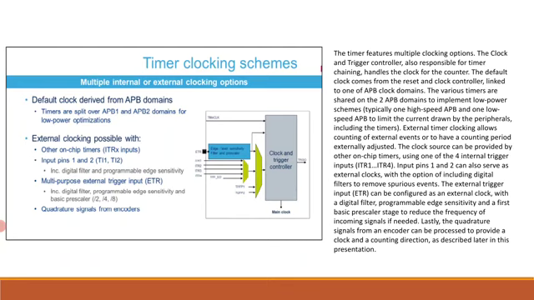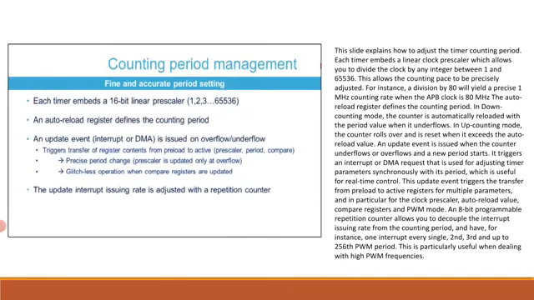So, the next slide explains how to adjust the timer counting period. Each timer embeds a linear clock prescaler which allows you to divide the clock by an integer between 1 and 65536. This allows the counting pace to be precisely adjusted. For instance, a division by 80 will yield a precise 1 MHz counting rate when the APB clock is 80 MHz. Isn't it? 80 divided by 80 gives 1 MHz.